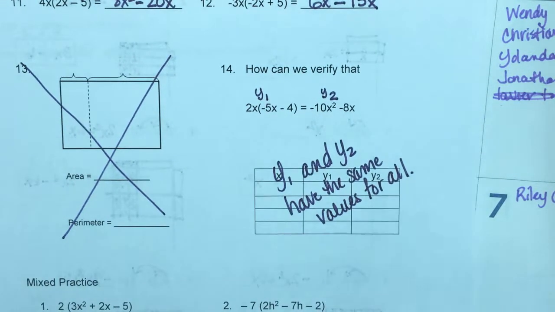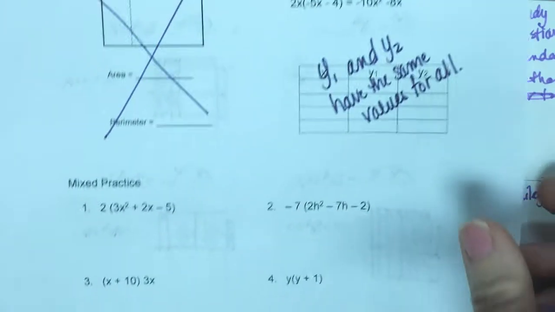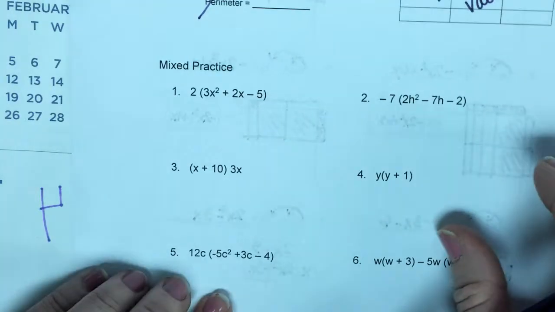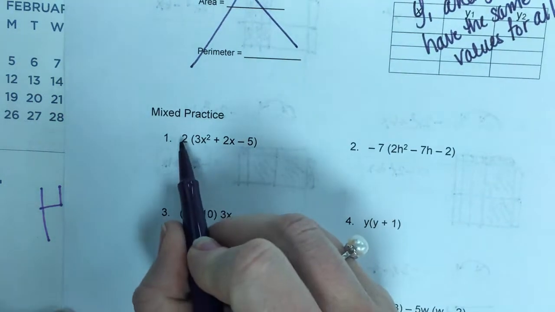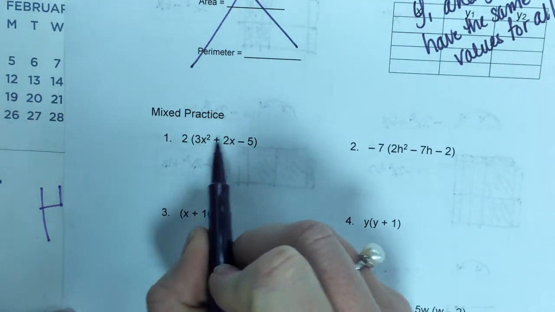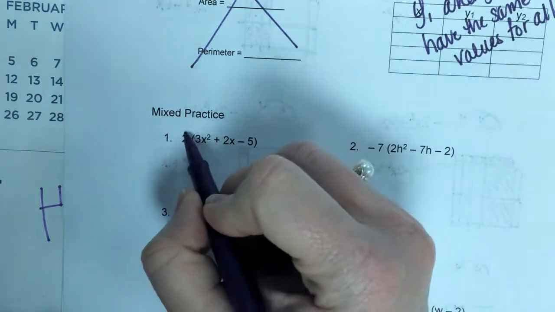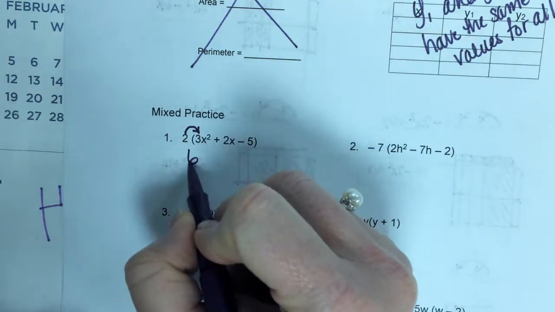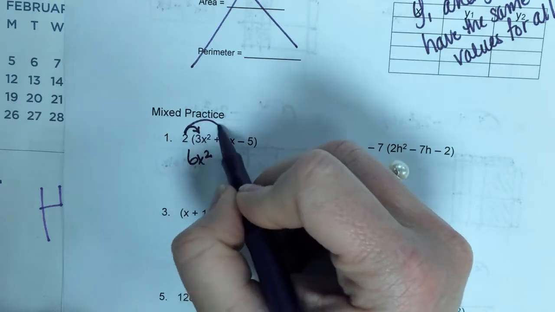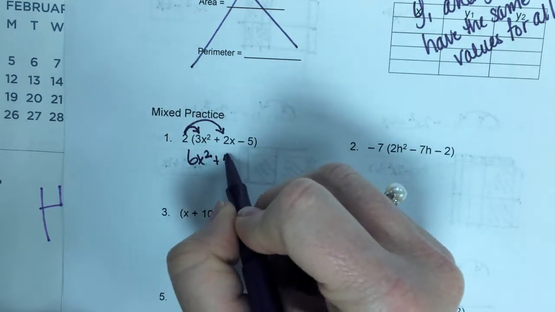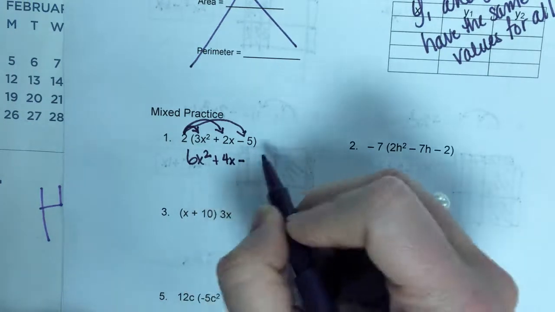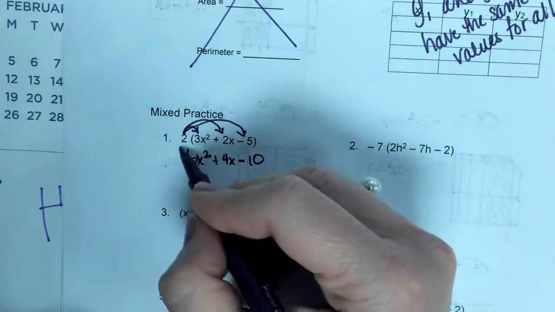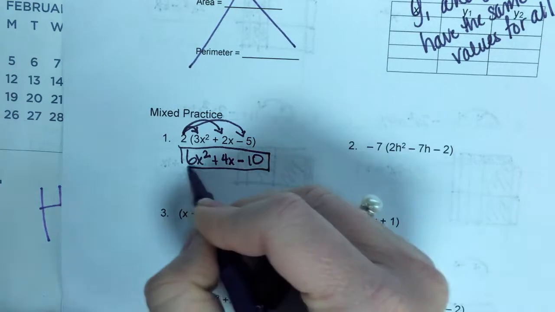Okay. All right, so let's move on down to our mixed practice here. And we're just going to use our distribution. So we are going to distribute for number 1, 2 to each of my terms that are in here. So first, 2 times 3x squared gives me 6x squared. And 2 times 2x gives me 4x. And then 2 times negative 5 gives me a negative 10. So that would be our answer for number 1.